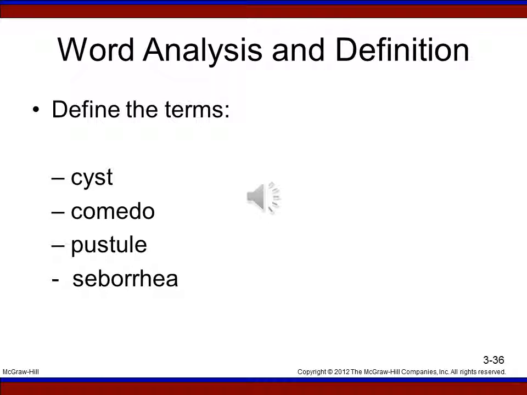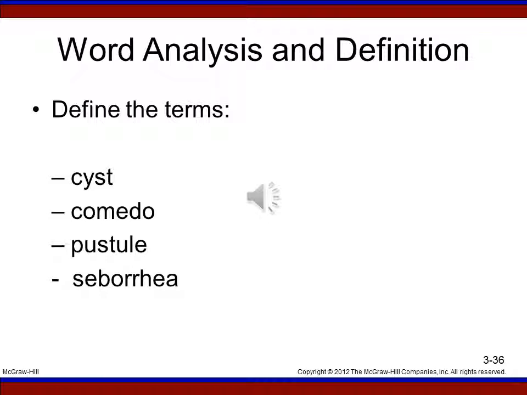Word analysis and definition time. Let's take a look at these words. You've seen that word cyst before, but let's define these words. Cyst, comedo, which we just talked about, and pustule, as well as seborrhea. A cyst is an abnormal fluid-filled sac surrounded by a membrane.